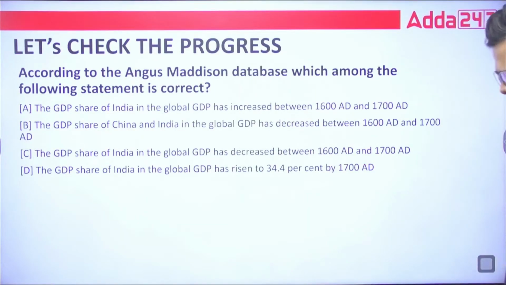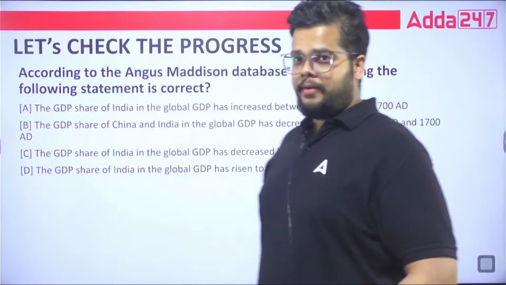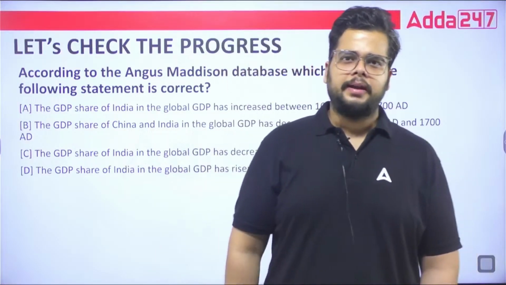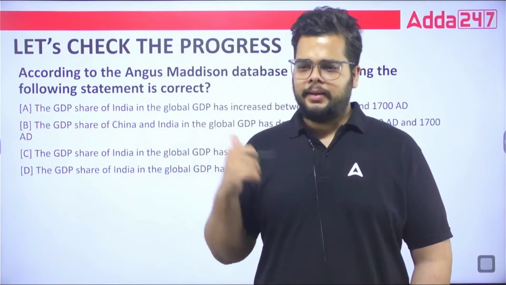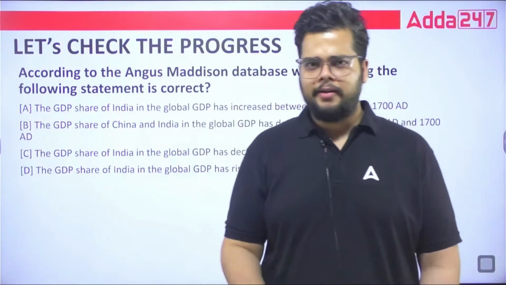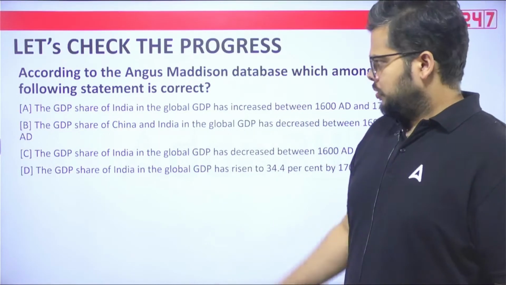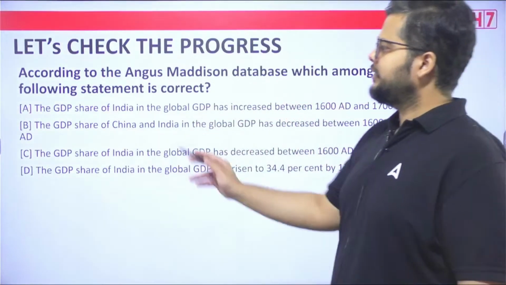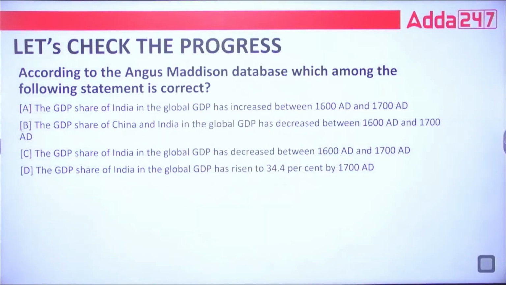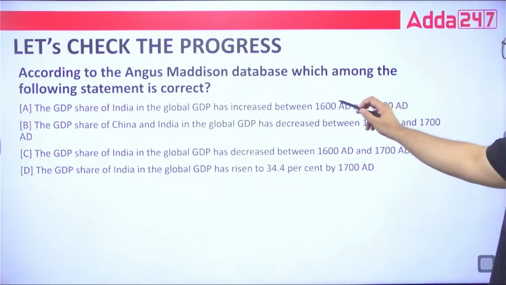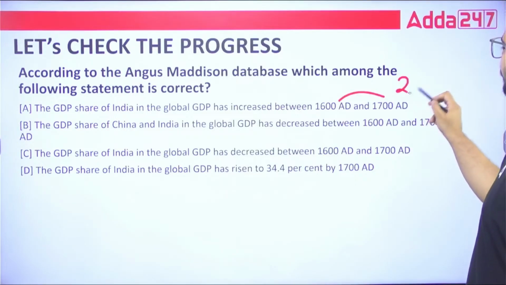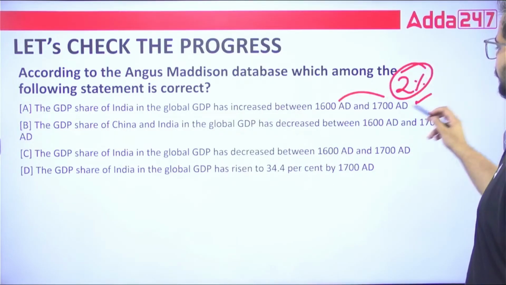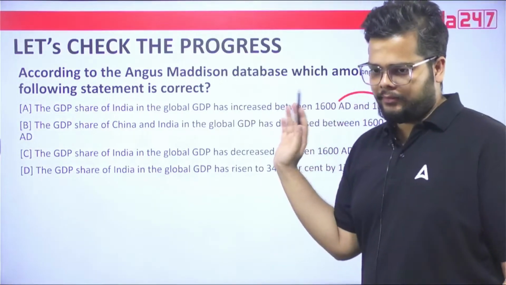Okay, so now it's your turn to tell me if you have any doubt, any kind of doubt, and if you do not have any doubt, just tell me the answer to these questions. We have two questions right now. According to the Angus Maddison database, which among the following statements is correct? First statement says GDP share of India in the global GDP has increased between 1600 AD to 1700 AD. We have seen that India's share has risen to approximately 2% between this time period. So this is correct. Fine.